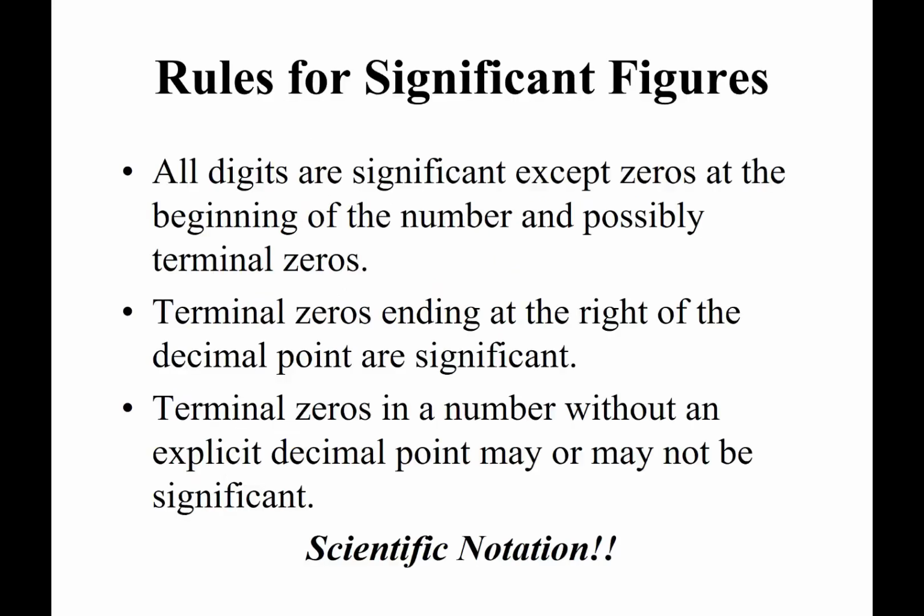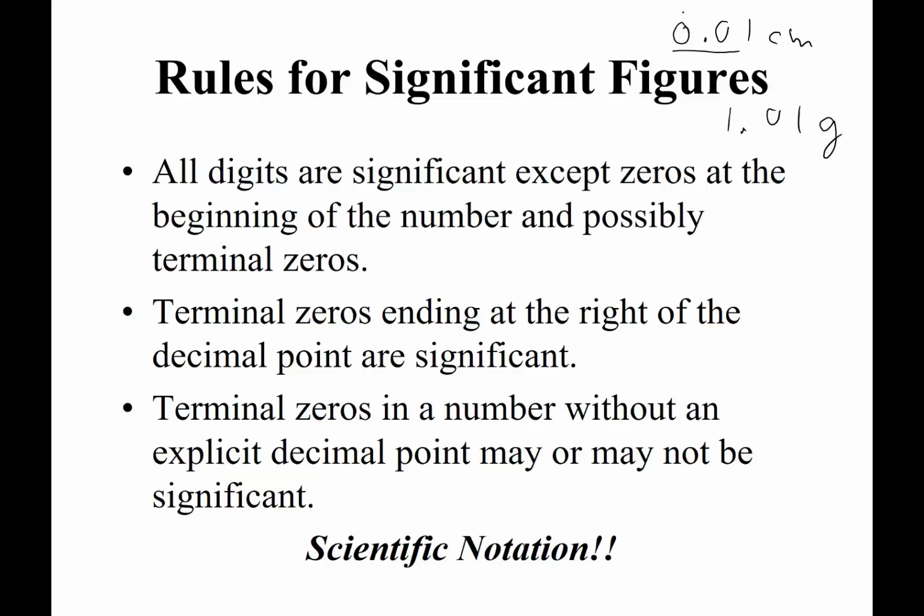It becomes a little confusing sometimes if there are zeros. For example, if you have 0.01 centimeter, you actually just have one significant figure. These zeros are just there as placeholders. Whereas if you have 1.01, let's say grams, then that 0 is significant and you count that as 3 significant figures. So all digits are significant except zeros at the beginning of the number and possibly terminal zeros.